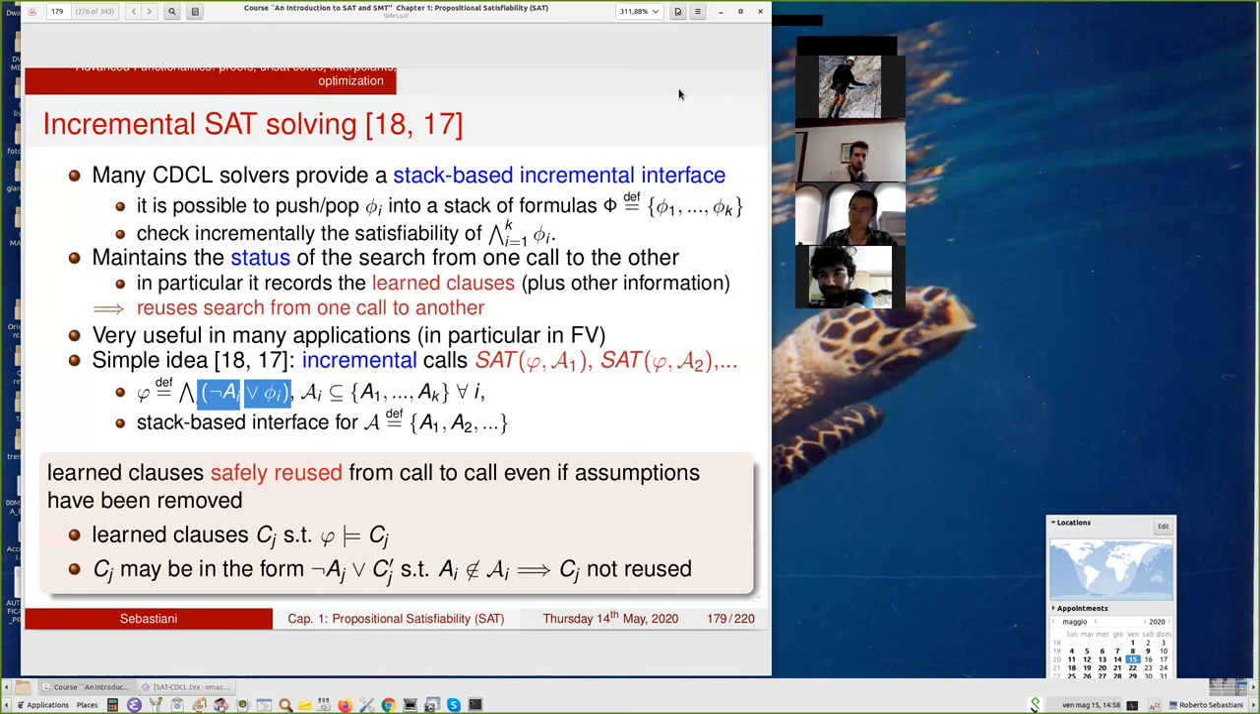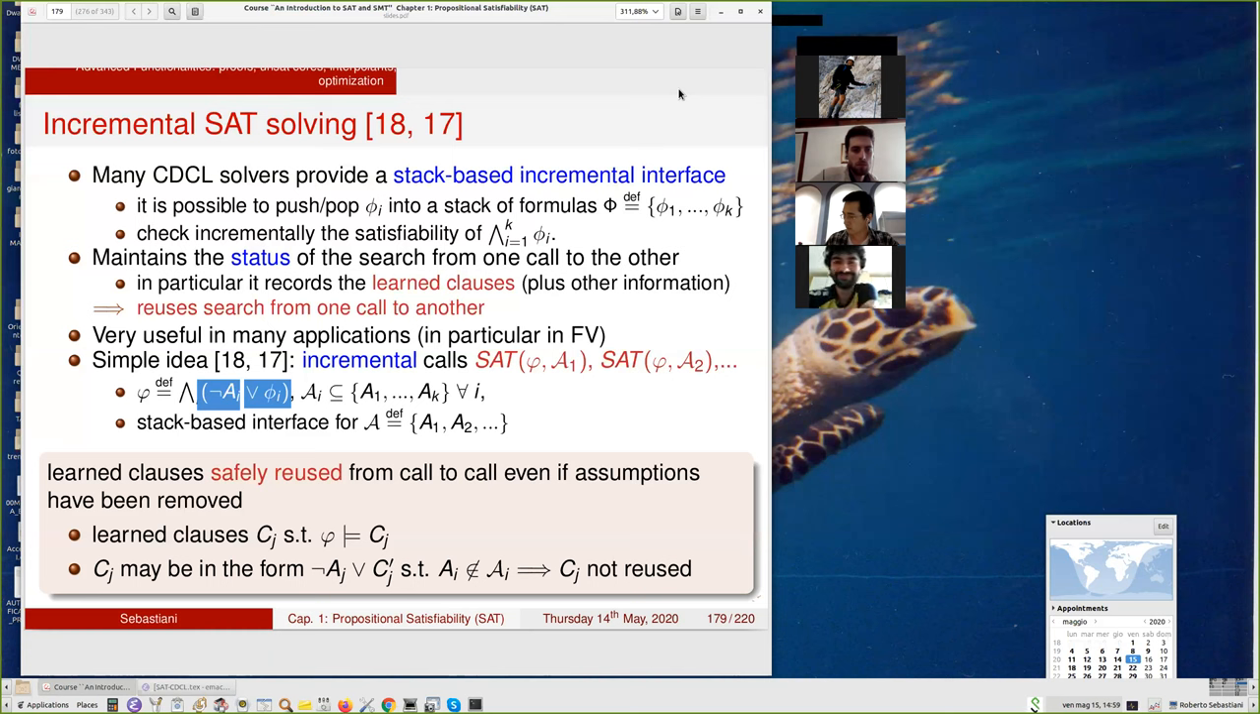I tell you more. Incremental SAT solving was invented immediately after bounded model checking. Maybe they don't say it because it's implicit. Sorry for those who don't know what bounded model checking is, but bounded model checking really highlighted the fact that we needed it, because in bounded model checking, you have exactly this situation. When you progress, you increase the bound k.